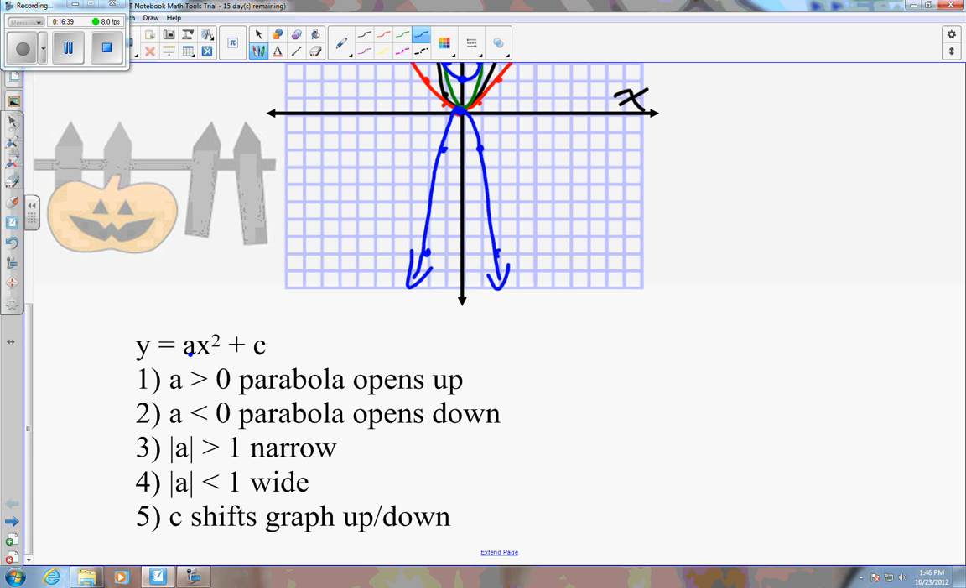So you can look just at the equation and tell what should be happening with that parabola. The other thing you can try out on your calculator, you can graph them on your calculator and compare them that way.